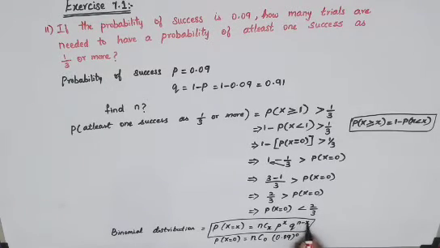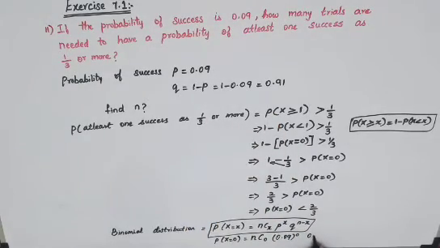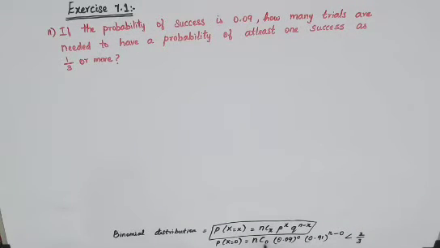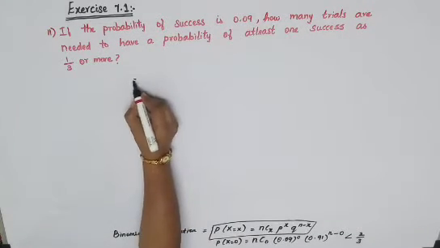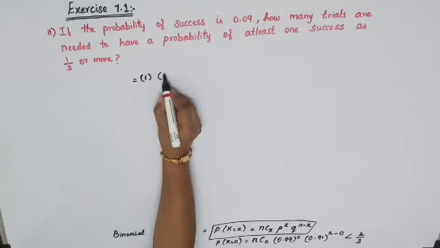Then Q power n minus x. Q is 0.91, so 0.91 the whole power, keep your n as it is, minus, instead of x put 0, which is less than 2 by 3. We know the formula for nC0 will become 1. So 1 into, again 0.09 the whole power 0. Anything to the power 0 will also become 1.